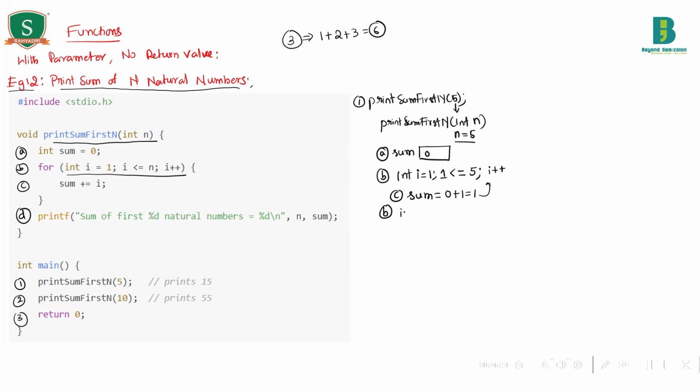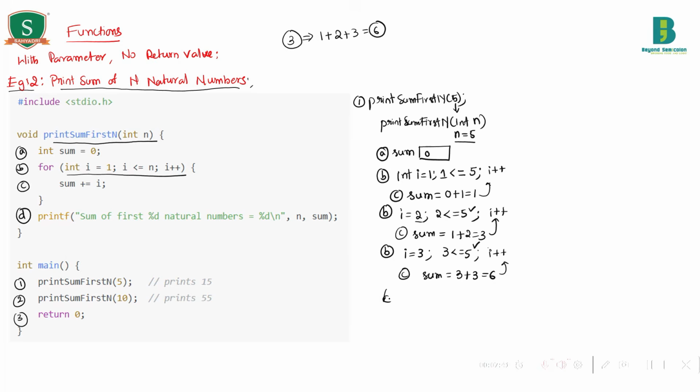Since it is running in a loop, i value is updated to 2. 2 less than or equal to 5, condition is successful. It goes to statement c. Sum is equal to, already sum value is 1, plus i value 2, is equal to 3. Sum value is updated to 3. i++. Since we are in a loop, i is updated to 3. 3 less than or equal to 5, condition is true. Goes to the third statement, sum is equal to 3 plus 3, 6, increments i++.